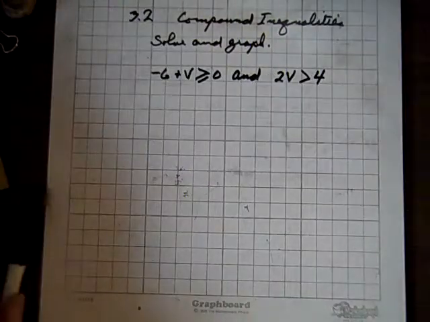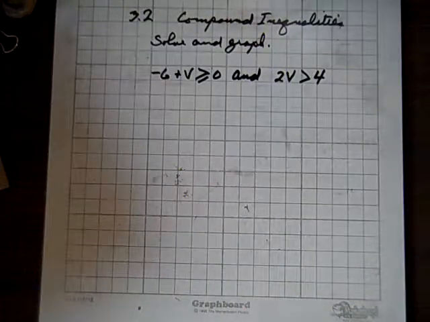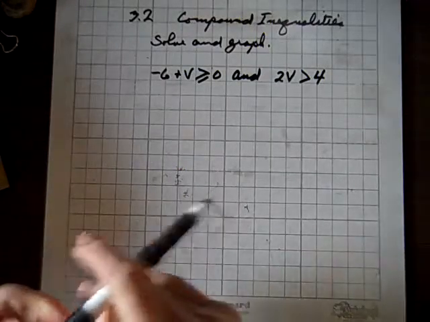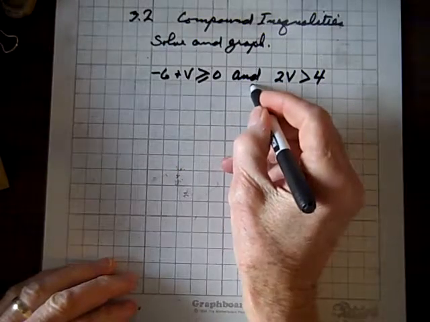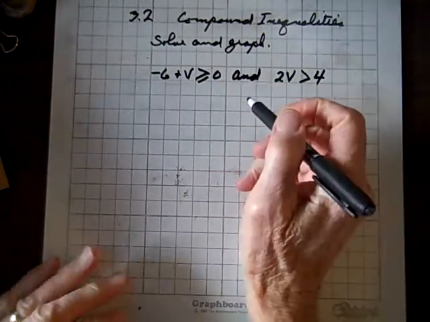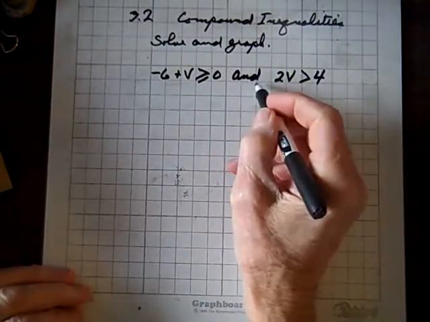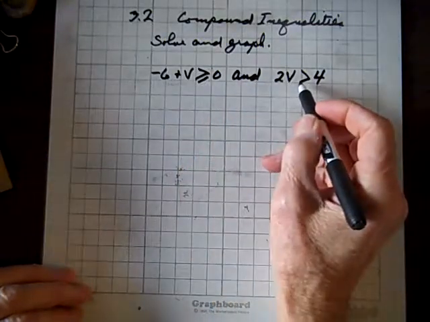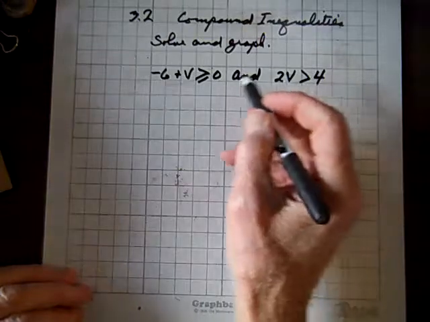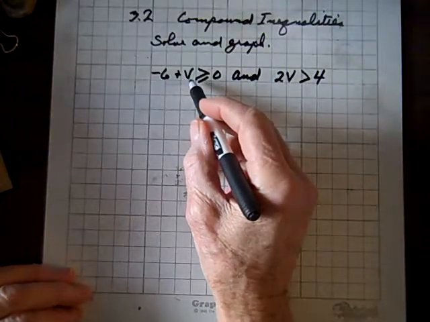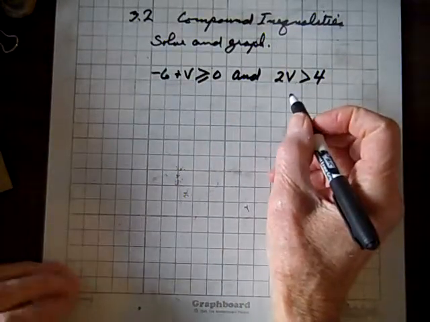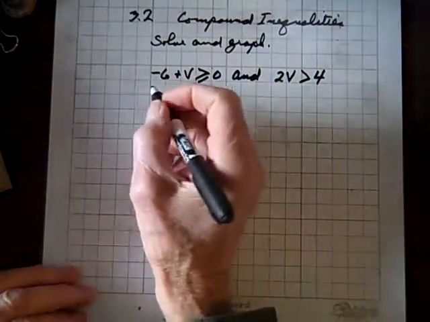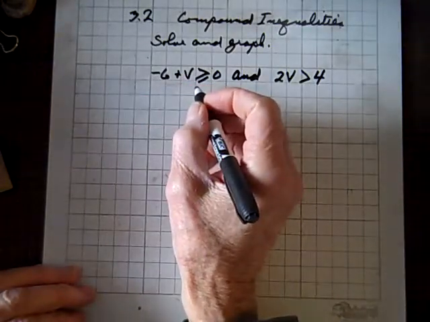Well, here's another compound inequality to solve and graph. And the key word here is and rather than or as in our previous one. So this is a conjunction. So in other words, both of these inequalities have to be solved. A solution must lie in here and in here. So let's get started. Our goal is to isolate the variables.